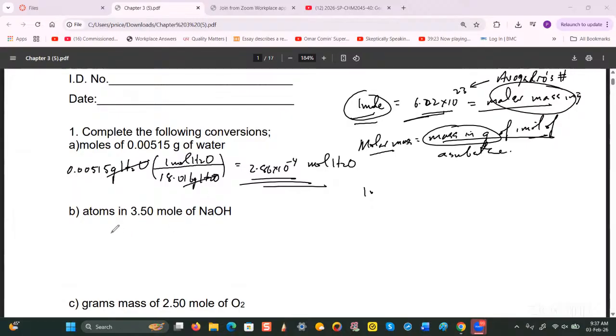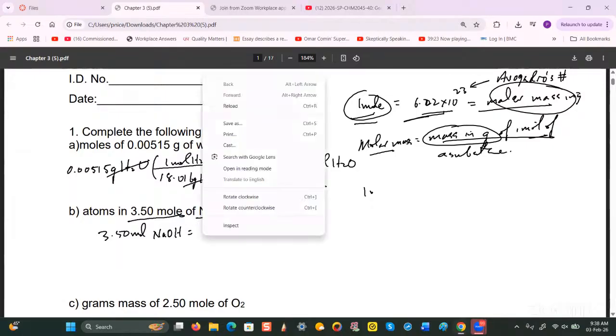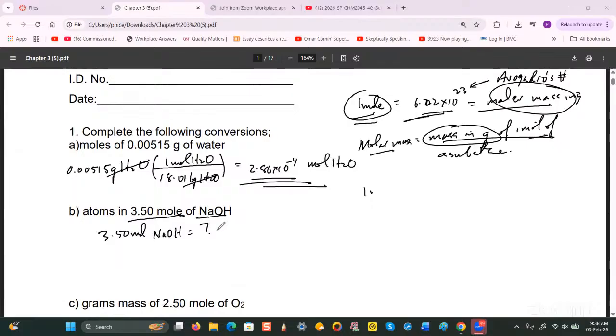Okay, in the case of the next one, you're given 3.50 moles of sodium hydroxide, and you're asked to determine the number of atoms present in this amount of sodium hydroxide, all right? So basically, we're going to start off with 3.50 moles of NaOH, and we're trying to find the number of atoms present.